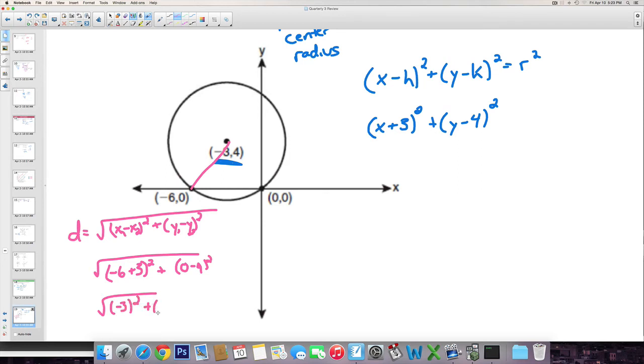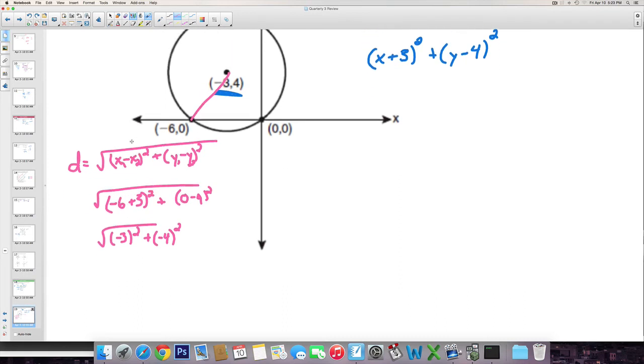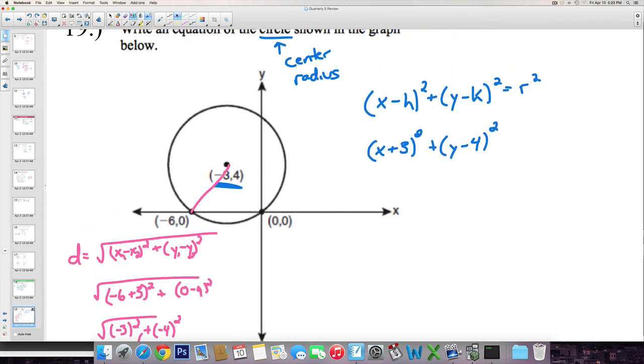Negative 3 squared plus negative 4 squared. So that's the square root of 9 plus 16, the square root of 25, which is 5. So our radius is 5, which means it equals 5 squared, or 25. So that would be our final answer.